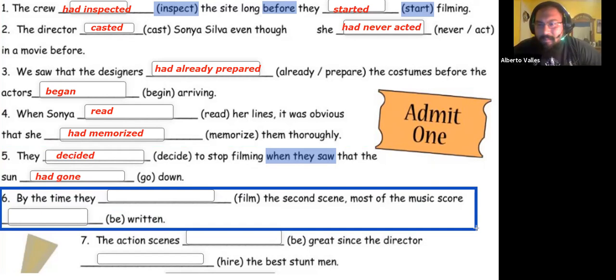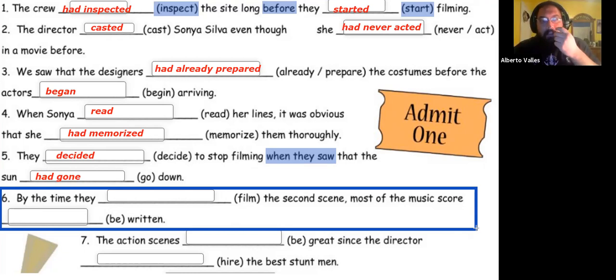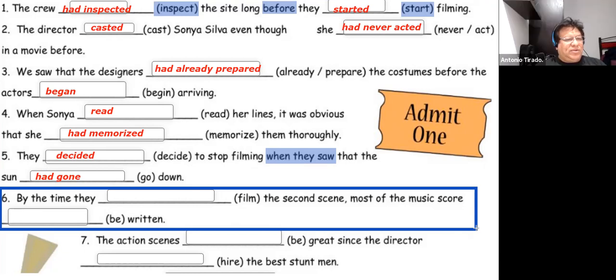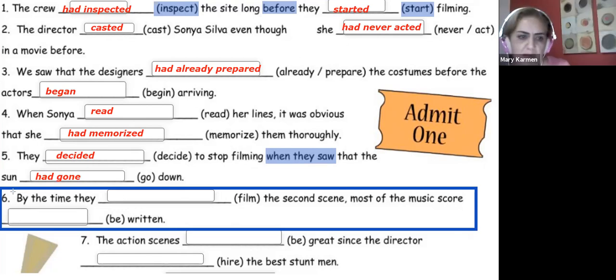We have by the time, so this implies that something happened after another thing. So that's how we can see that the last thing that happened was filmed, the second sentence. So we can say most of the music score had been written. Yes, what do you think? We have the clue. Well, we have the second scene, right? Exactly. The clue is by the time.